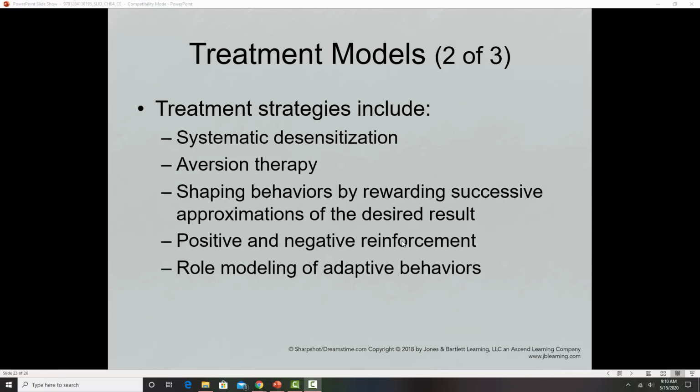Treatment strategies can include systematic desensitization, which is exposing somebody to something that is causing them stress over and over again until they become desensitized to it and it doesn't cause them stress anymore. Aversion therapy, kind of the same thing. Shaping behaviors by rewarding behaviors that you want to increase. Positive and negative reinforcement, and role modeling of adaptive behaviors.